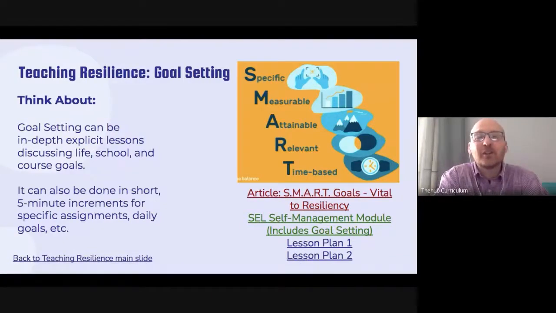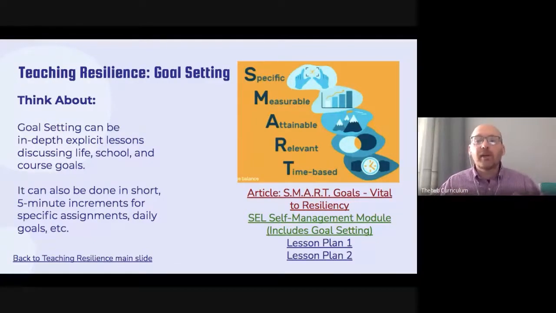So goal setting. Goal setting is another way, and Michaela mentioned this earlier, that we can teach resilience. We can do it through a very explicit lesson. The one I probably see the most as you look up goal setting are the SMART goals. And we've provided a couple of explicit lessons that you could use on SMART goal setting.